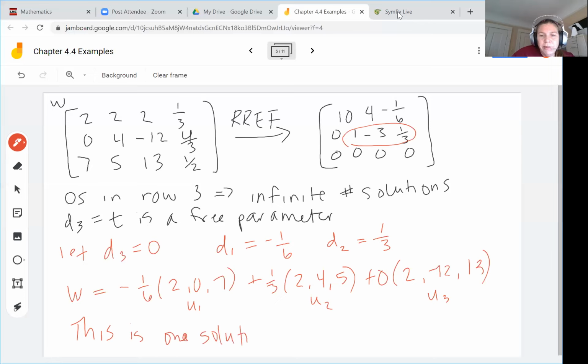Now we know, since D3 is free, that there's infinitely many solutions. So you just change D3 to some other value, and then that's going to change what you get for D1 and D2, and then you've got yet another solution for W.